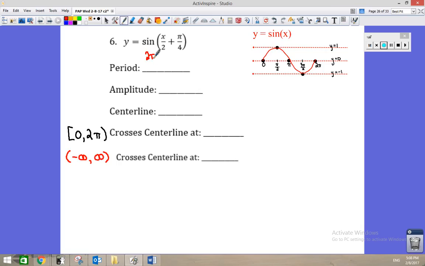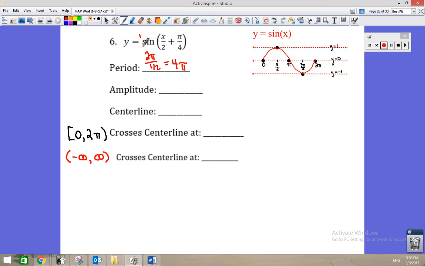In this case, the coefficient in front of x is 1/2. To divide by 1/2 is the same as to multiply by 2. So instead of dividing by 2, you actually multiply by 2, and the period is a horizontal stretch. Instead of this cycle taking a length of 2 pi to complete one cycle, it'll now do it in a length of 4 pi.